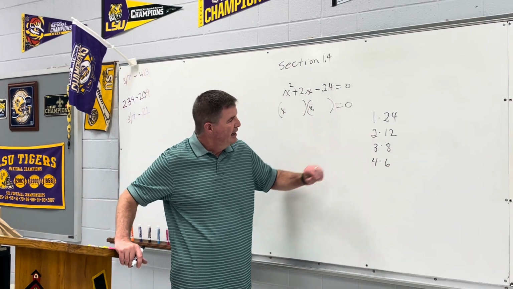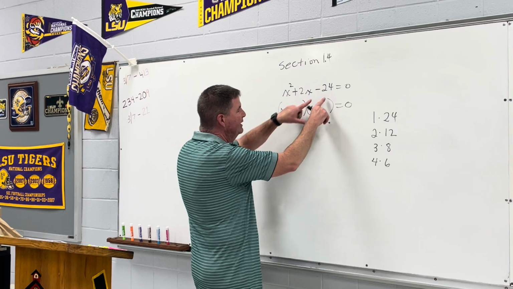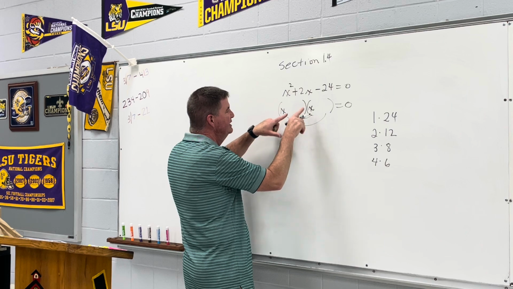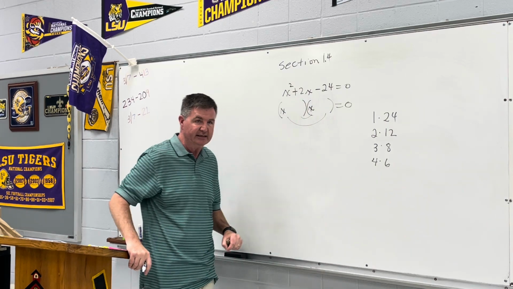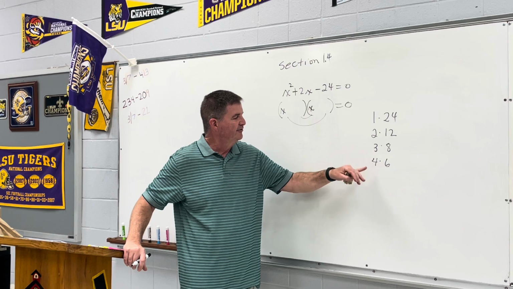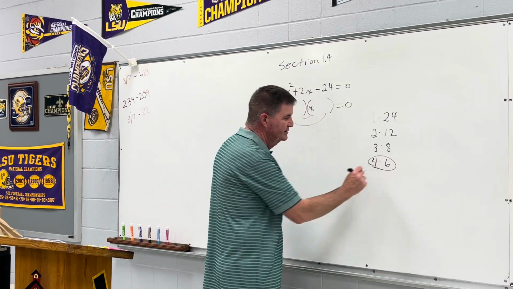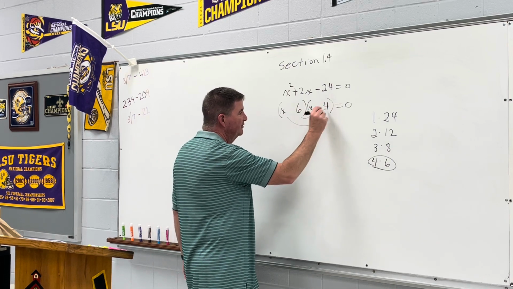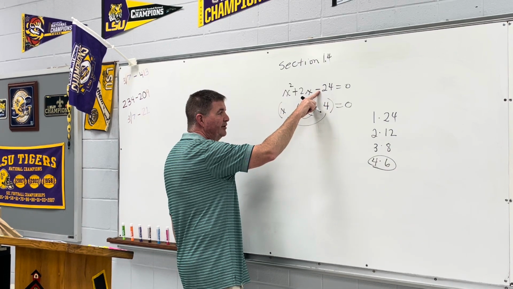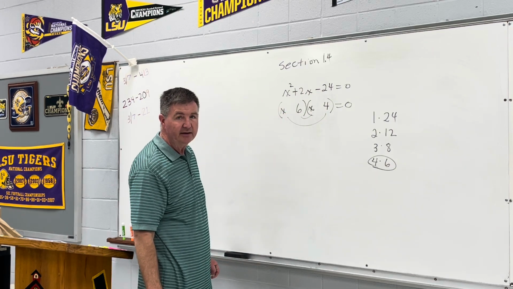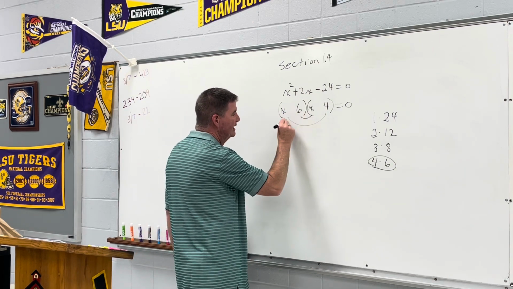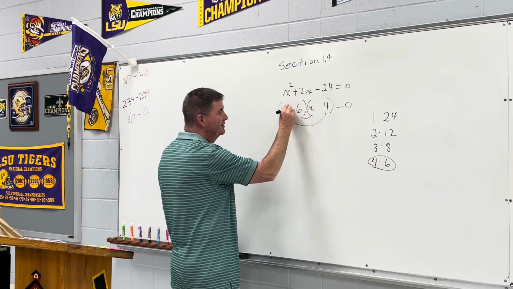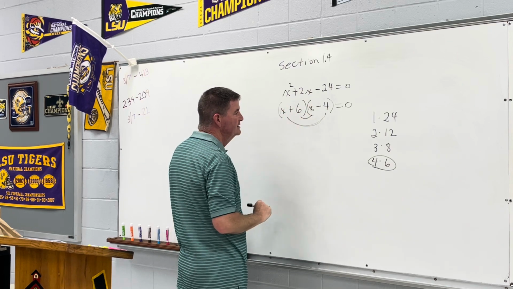One of these combinations has to multiply to give me 24, but through the insides and outsides needs to add to give me positive 2x. The only ones that have a difference of only 2 is 4 and 6. So one of them has to be a 6, one of them has to be a 4. Since this is a -24, one's got to be positive and one's got to be negative. But when we look at the insides and the outsides, they have to combine to give me a positive 2. So the 6 has to be positive and the 4 has to be negative.